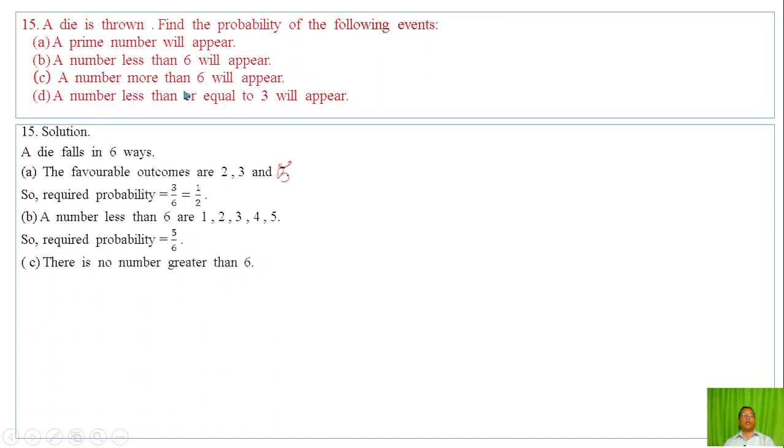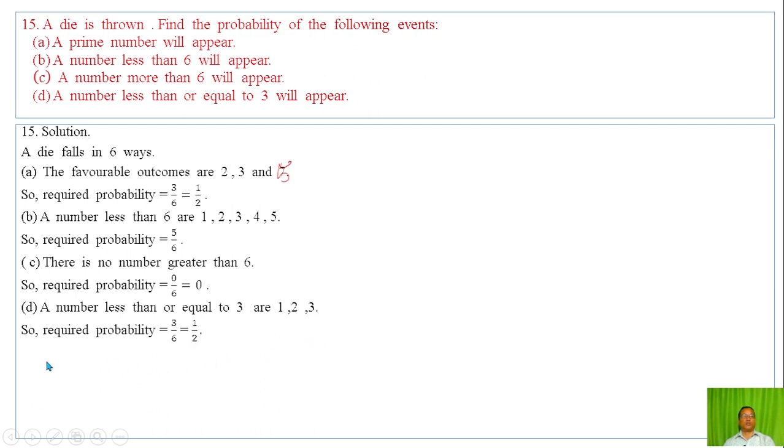A number more than 6 will appear. There is no number greater than 6. So the required probability is 0/6, that is 0. A number less than or equal to 3 will appear. The numbers less than or equal to 3 are 1, 2, 3. So the required probability is 3/6, that is half.